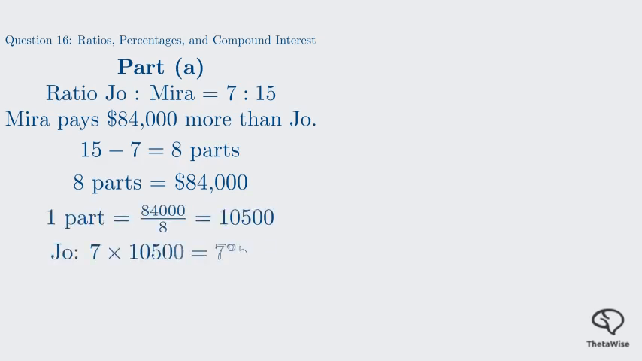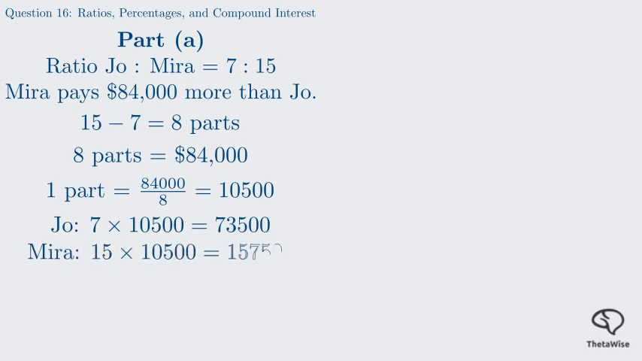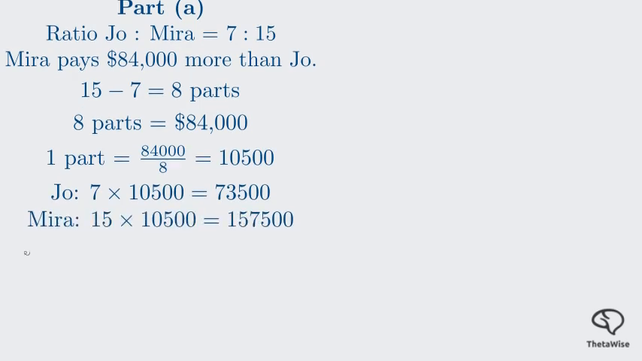Now, multiply this by each person's ratio. For Joe, 7 times 10,500 is 73,500. And for Mira, 15 times 10,500 is 157,500. So, Joe pays $73,500 and Mira pays $157,500.